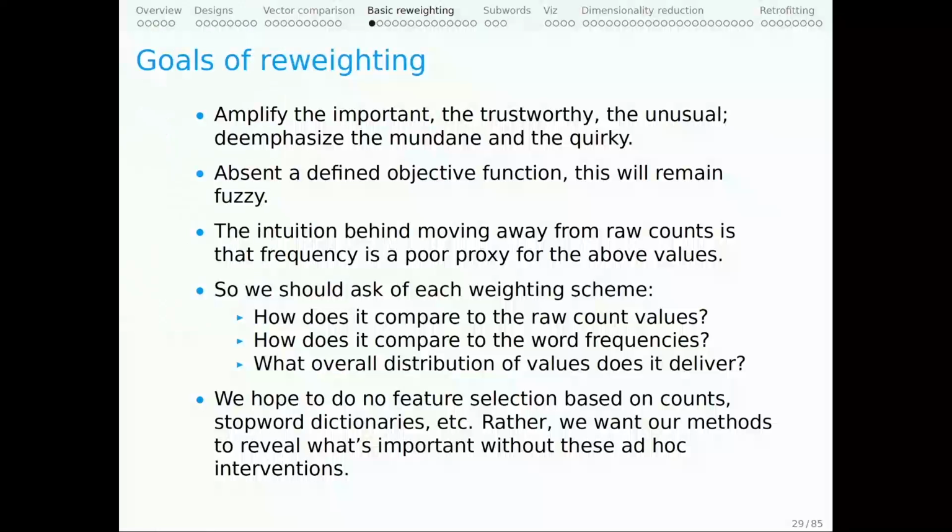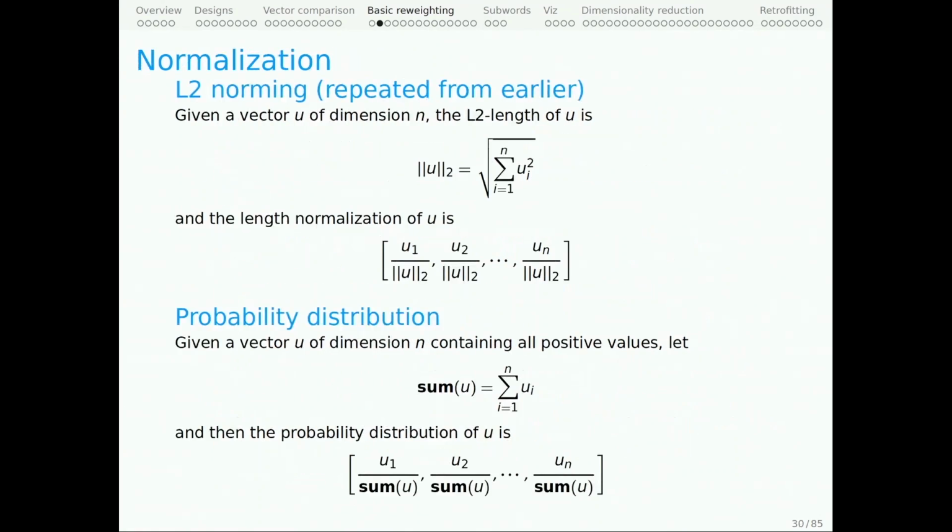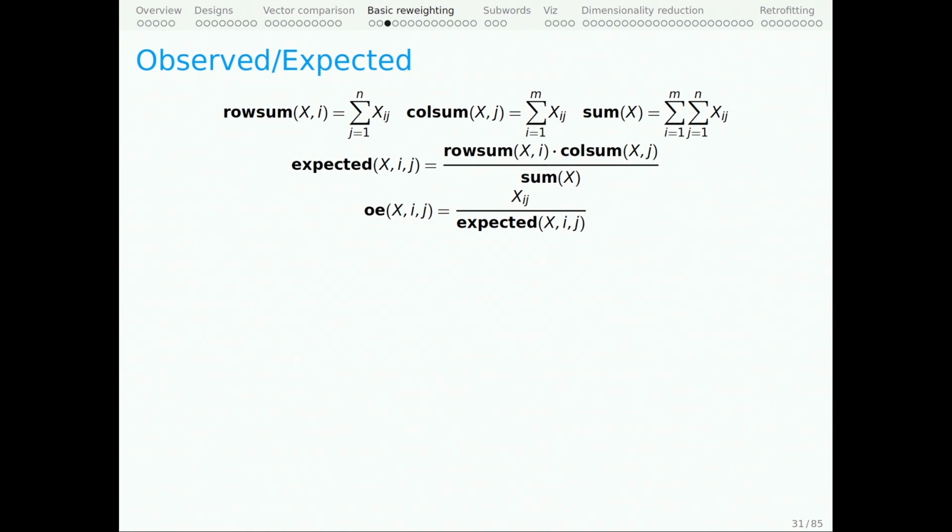All good. We also started talking about reweighting. And I gave the goals here, which are to amplify the important and de-emphasize the mundane and the quirky. We covered L2 norming and probability distributions as ways to do that. And then I paused here and I said, observed over expected. This is a really important idea because you see this throughout all of these methods that I'm going to introduce today.